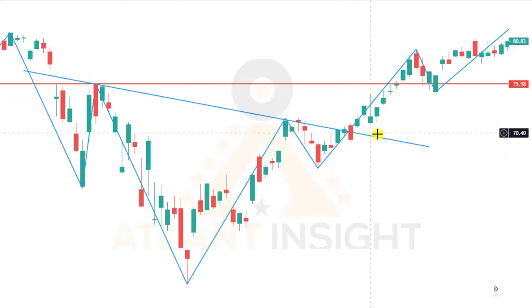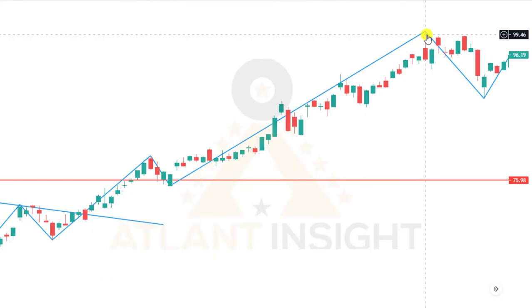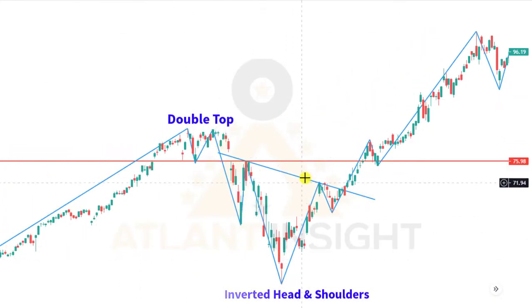Here comes the neckline of this chart pattern, and we can see how it led into the strong bullish move on the stock of Apple. This is how to implement the zigzag indicator for trade opportunities through the combination of the chart pattern application strategy.